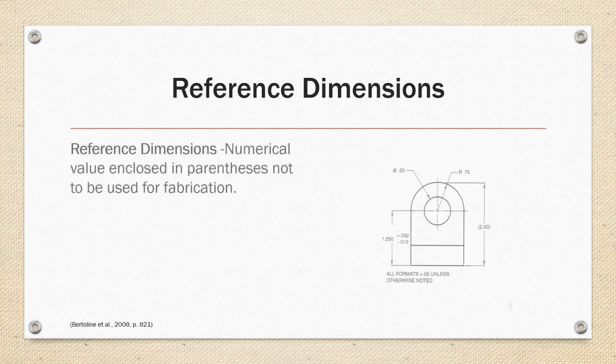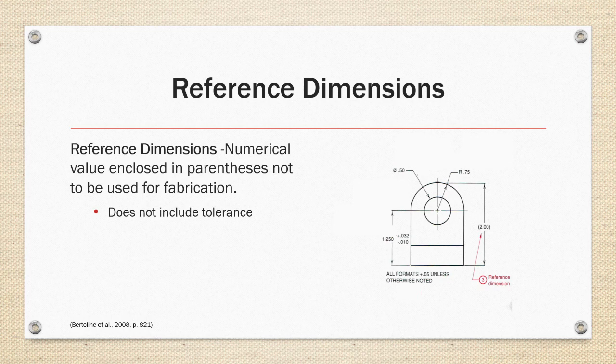Reference dimensions. Reference dimensions are numerical values enclosed in parentheses, not to be used for fabrication, as shown in the image to the right. Reference dimensions do not include tolerance and are informational in nature. The part definition must be taken from dimensions not marked as reference. Reference dimensions are often included for convenience, such as material planning, or for clarification on multi-sheet drawings, where the controlling dimensions may be on another sheet.